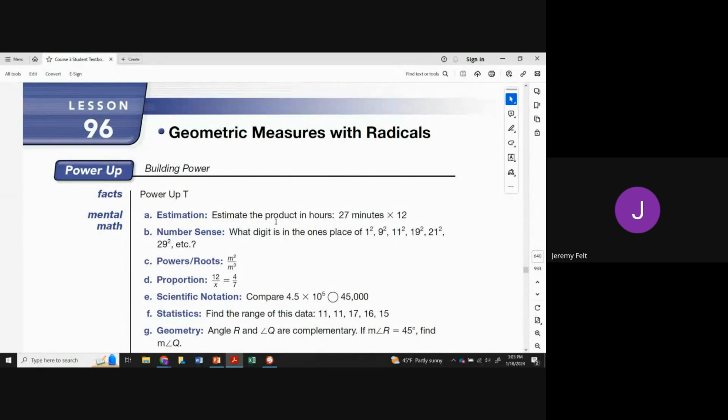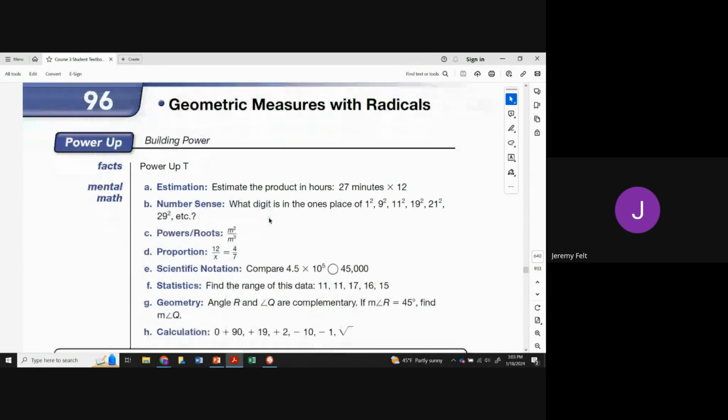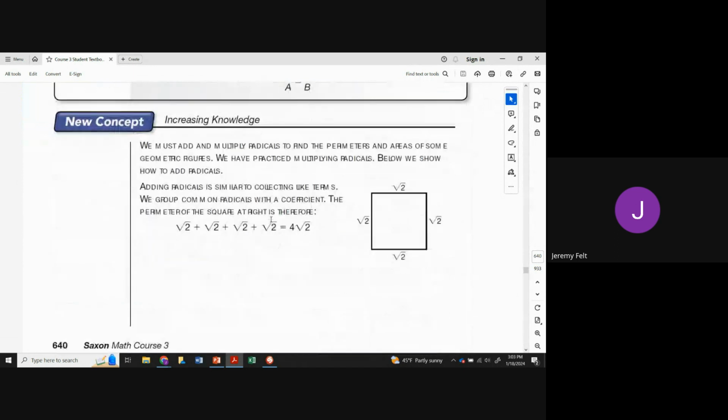Okay, and then the last one for week 6 that we're going to be looking at is the geometric measures with radicals. Okay, so again, a radical, root 2, that's an irrational number, so instead of writing it out or using a rounded decimal, we can just leave it as square root of 2. Use it as a radical.